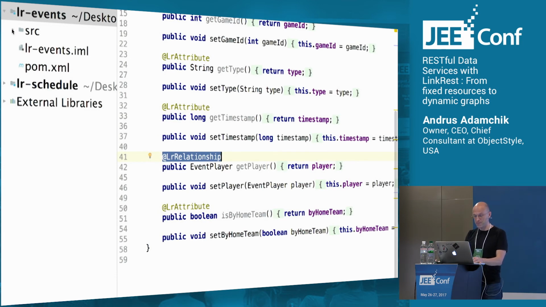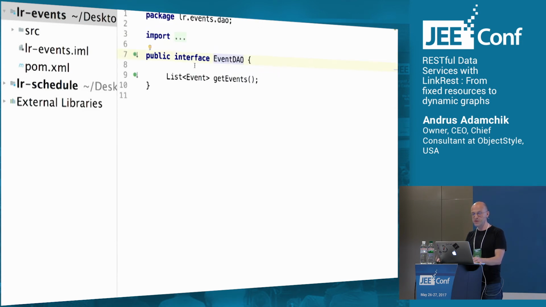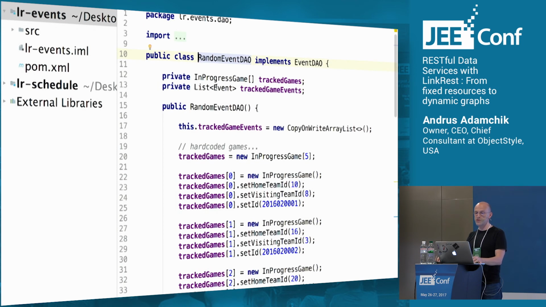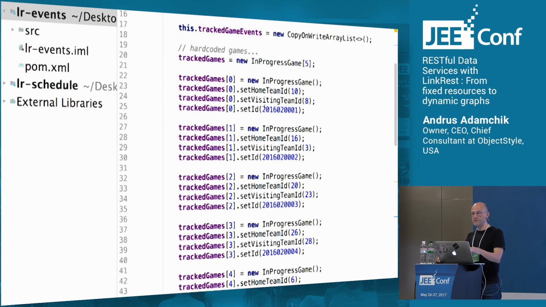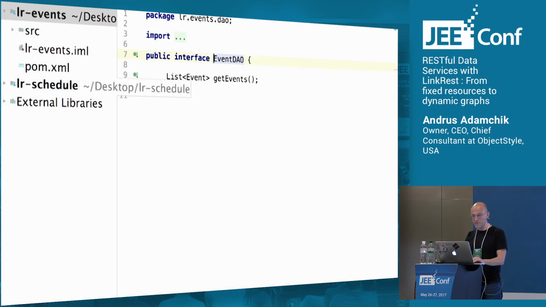How do we get the events? So we have an event DO service. That's our custom backend, essentially. And in my case, I don't have a messaging system here, so I just created this random event DO thing that takes some games and generates random events that have nothing to do with real-life games. So I have this service. How do I use it in LinkRest?